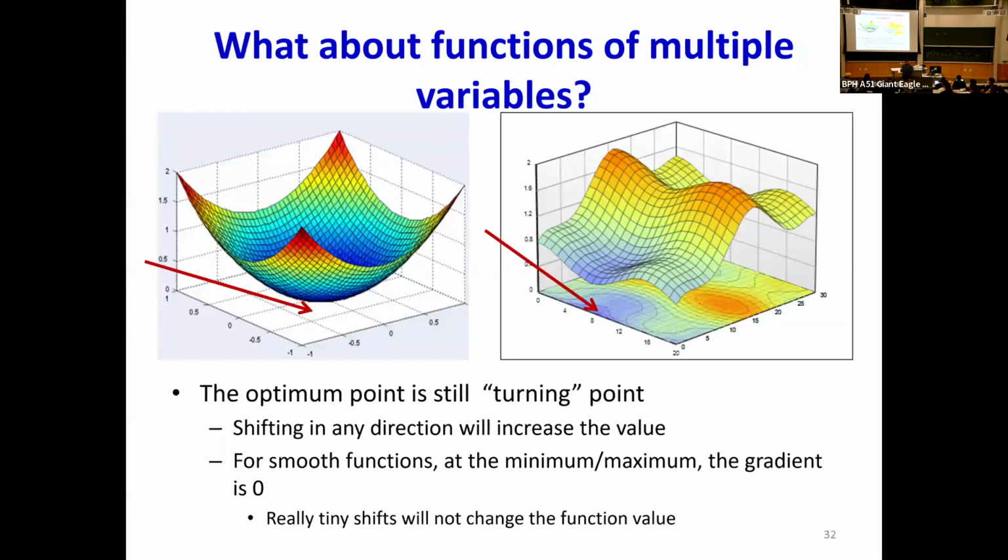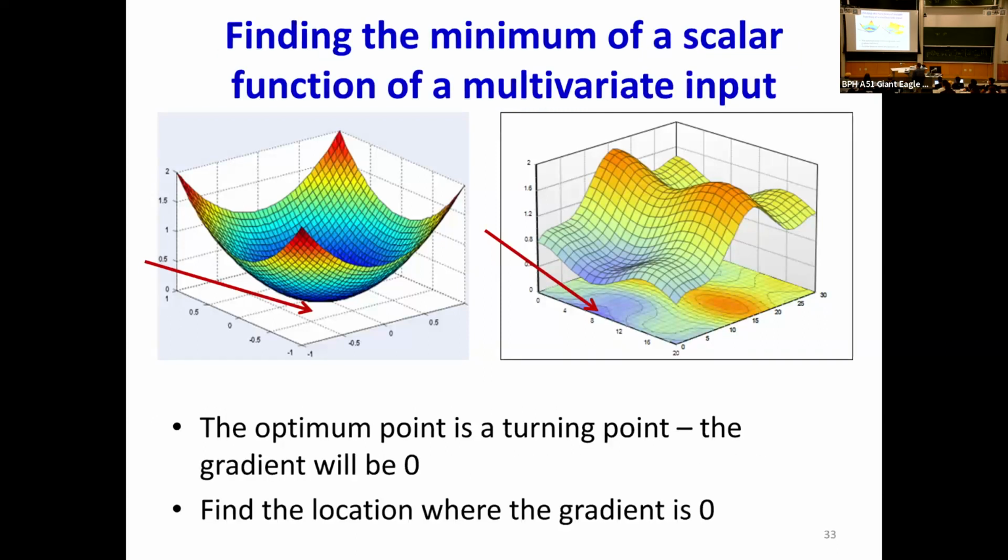And so what we really want to check for is a location where the entire derivative vector is 0. There is no direction in which you can walk where the function is going to change its behavior, right? If any of the components are non-zero, it means that's not a minimum. There's some direction in which you can walk to continue changing the function. So the optimum is a turning point. The gradient will be 0.